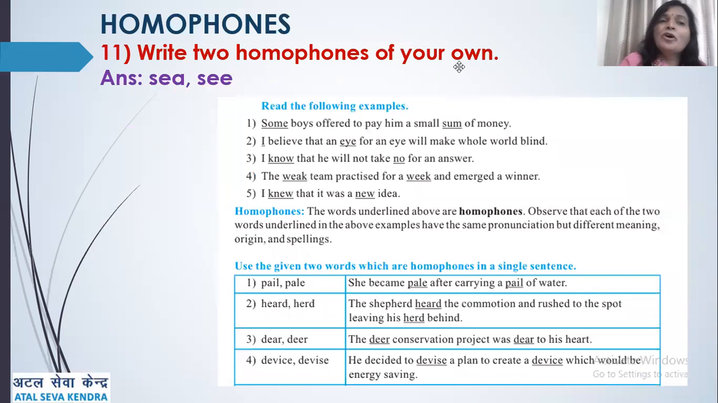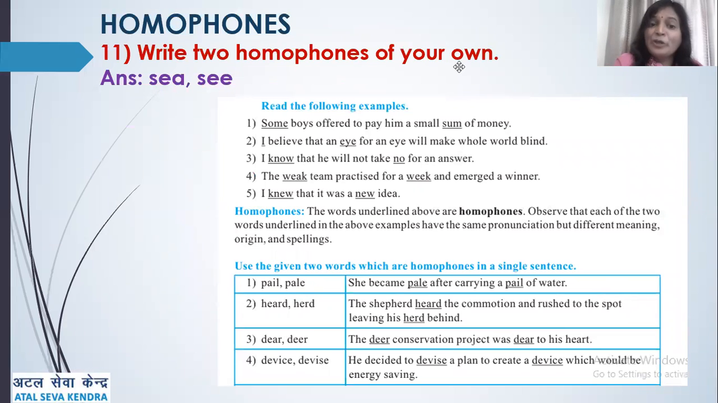Now we come to homophones. These are homophones. Let us see why they are homophones. Because what do you observe about these two words? They have the same pronunciation, but different meaning, origin, and spellings. Let us see some more examples. Some boys offered to pay him a small sum of money. I believe that an eye for an eye will make the whole world blind.